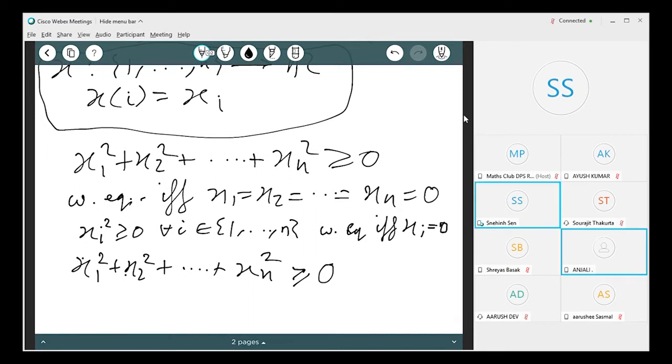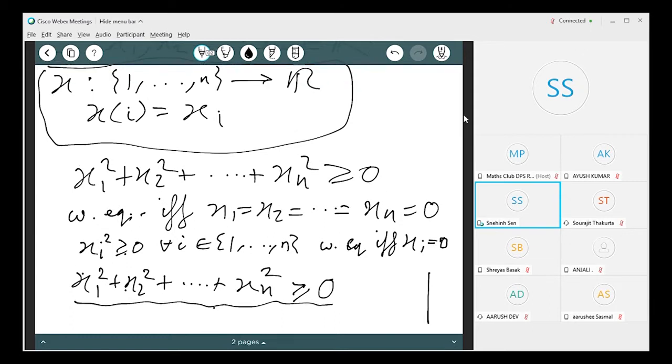Every square is greater than or equal to 0, so the sum of squares must be greater than or equal to 0. This part is obvious, from here to here, we are just taking the sum. But what about the equality case? That's my question. When does equality hold? I've said that this is the only case when equality holds. But can you prove it?